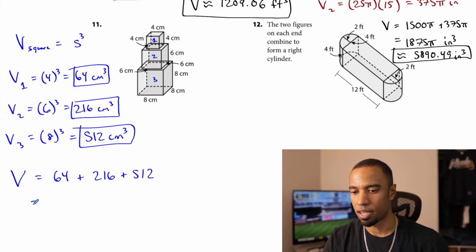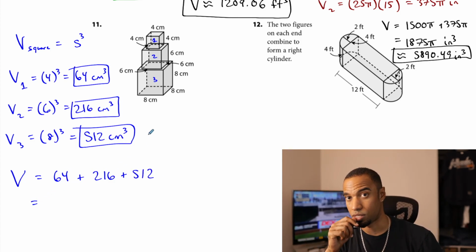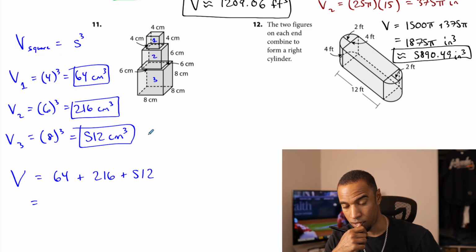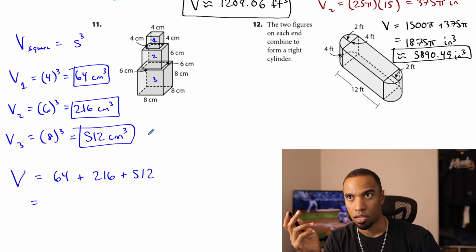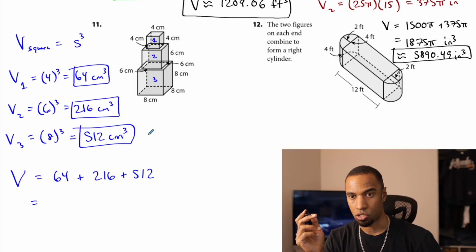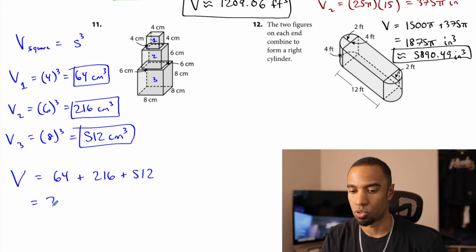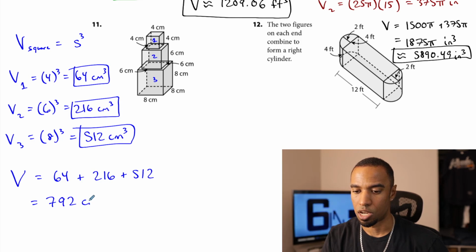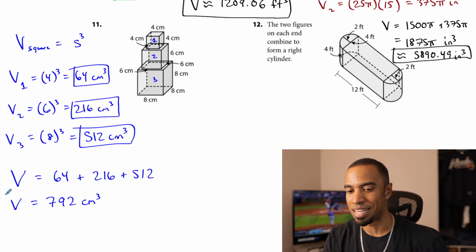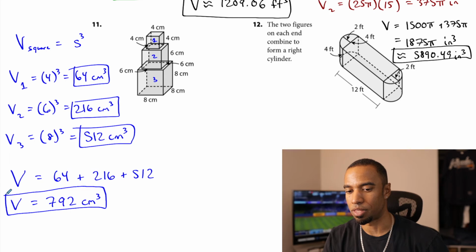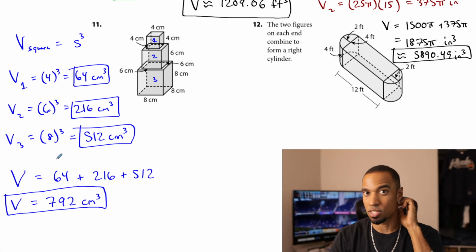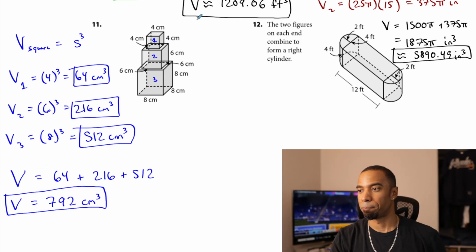I'm going to try to do this without a calculator. 64 plus 216 is 280 plus 512, I should be a lot faster at that, is 792 cubic centimeters. I hope I did the math right, but the idea is in place. So hopefully we're following along with the idea. You can calculate for yourself and see how I did and see if that's okay.